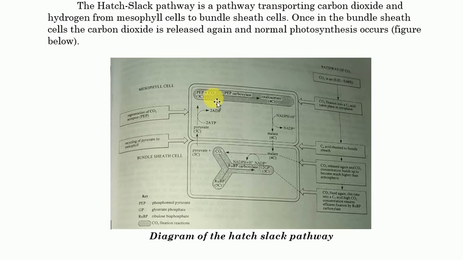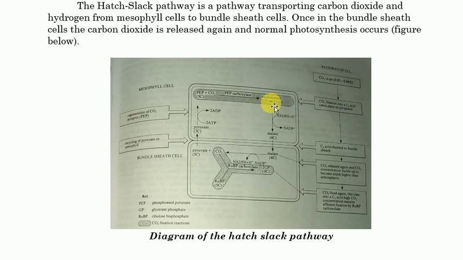When it fixes carbon dioxide, catalyzed by the PEP carboxylase enzyme, oxaloacetate, which is a 4-carbon compound, is formed. So as you can see on the right-hand side here, this carbon dioxide fixation into C4 acid takes place in the cytoplasm.